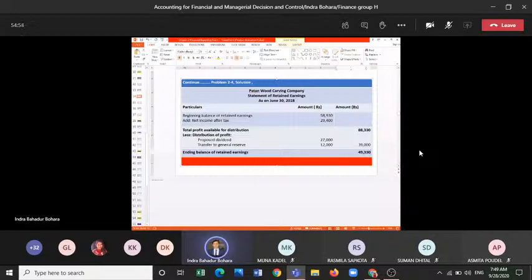This is the statement of retained earnings. In this way we prepare retained earnings after calculating net profit. Okay, according to the requirement of this question, we do not prepare the balance sheet here because we are not given sufficient information. Now we are going to study the format of the balance sheet.